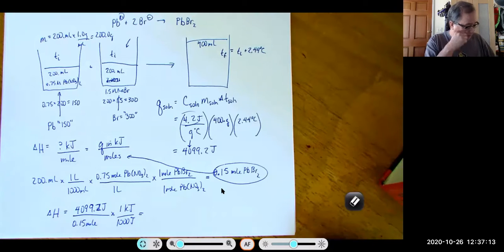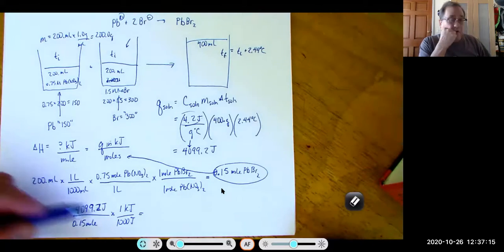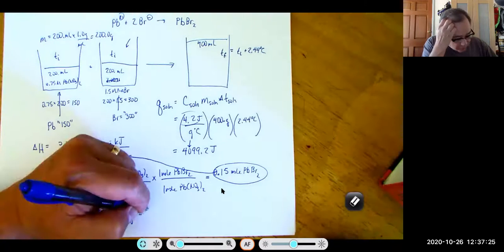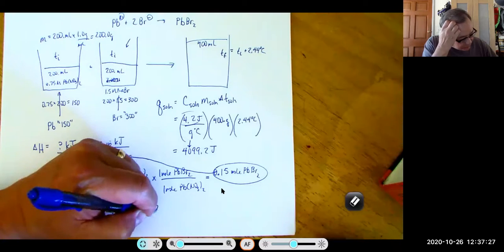Oh, I must have done something wrong. Let's see. 4 divided by 0.15 is, 0.33 would be 12, so 0.44 was 24. So we get 27 kilojoules per mole.